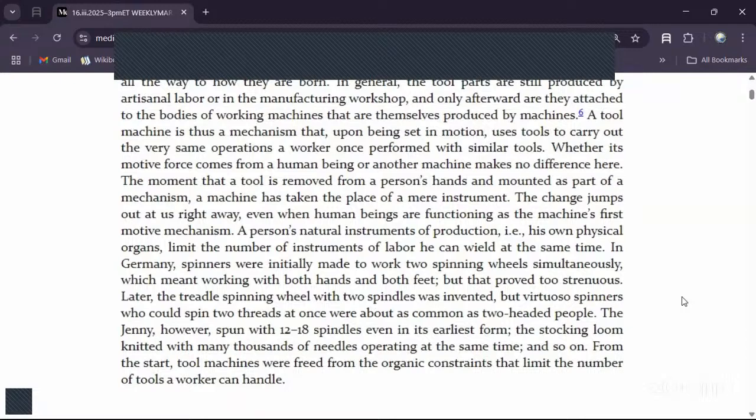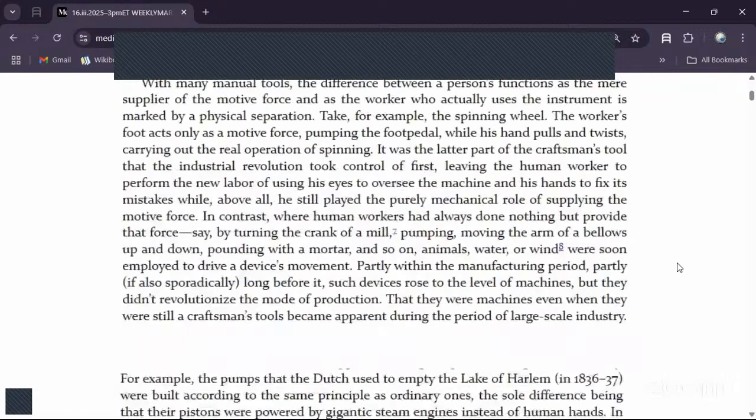From the start, tool machines were freed from the organic constraints that limit the number of tools a worker can handle. With many manual tools, the difference between a person's functions as the mere supplier of the motive force and as the worker who actually uses the instrument is marked by a physical separation. Take, for example, the spinning wheel. The worker's foot acts only as a motive force, pumping the foot pedal while his hand pulls and twists, carrying out the real operation of spinning.